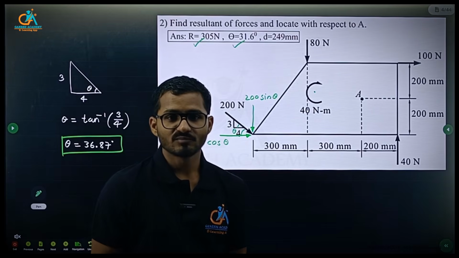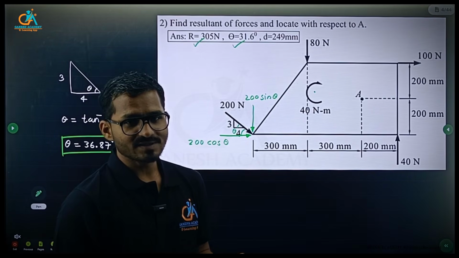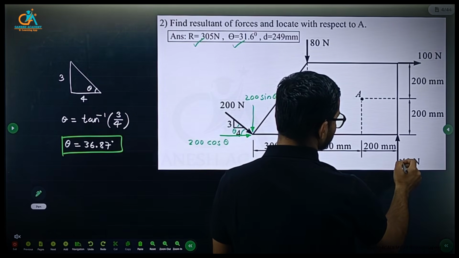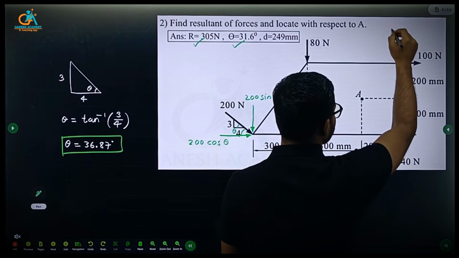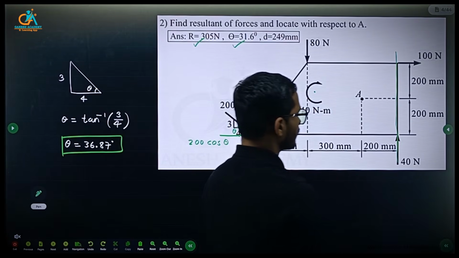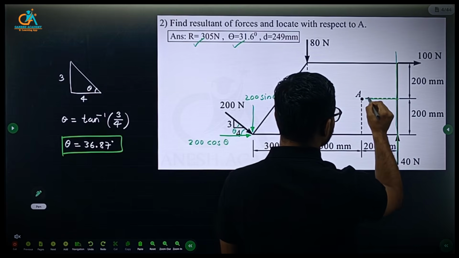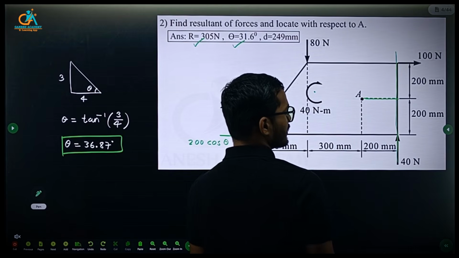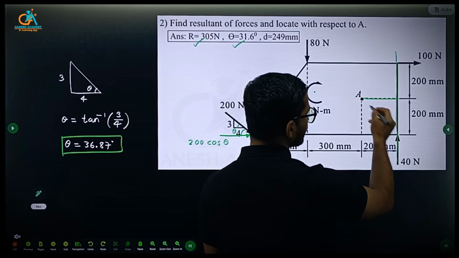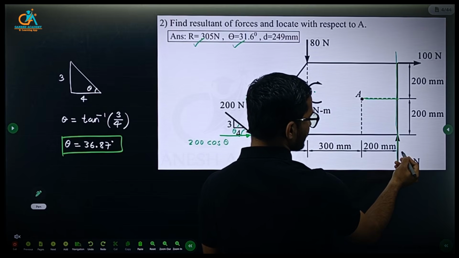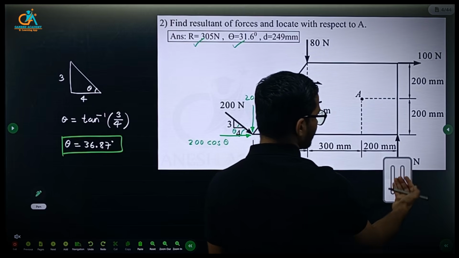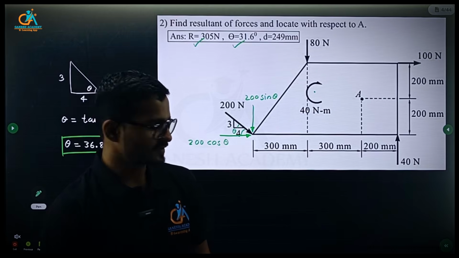How to calculate moment? So first we need to consider the line of action of the force. For example, the line of action of the force is an imaginary line in the direction of the force, right? So this is the perpendicular distance from A, right? So what is the moment? Moment is this 40 into this perpendicular distance, which is 200 mm. So in the same way, we need to find for all the forces.